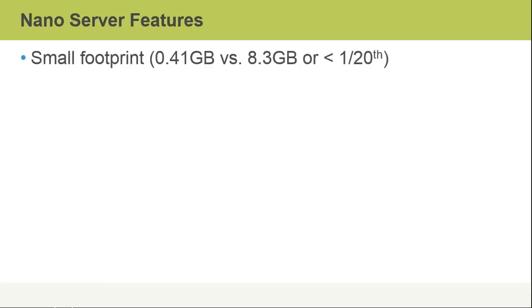NanoServer is designed to have a very small resource footprint. That means that in terms of disk space, we might have a NanoServer that consumes 0.41 gigabytes of space versus 8.3 gigabytes of space, which is about 1/20th of the space that we might use with a full server installation with GUI components. Now, with Server 2012 R2, we had all of the software installed on the hard disk, even if we weren't using some of those roles and features. But with Windows Server Technical Preview, including NanoServer, that's not the case. The source files are not installed by default on the machine.